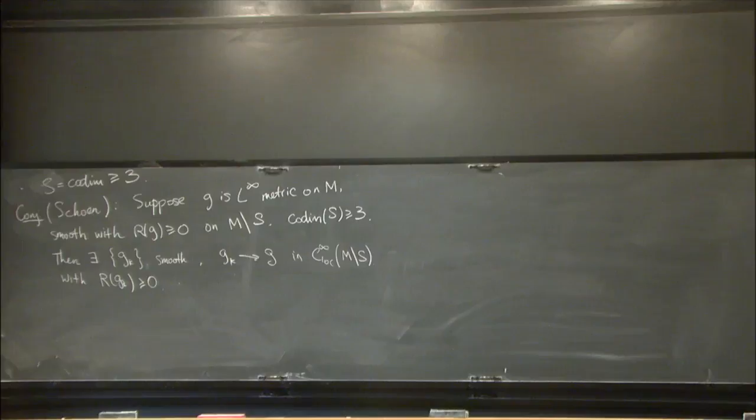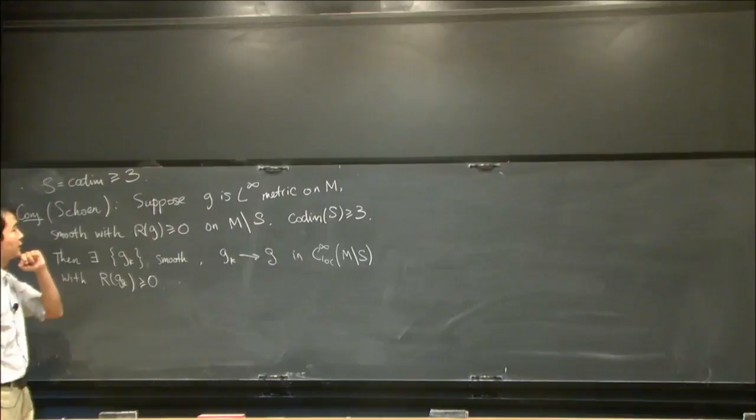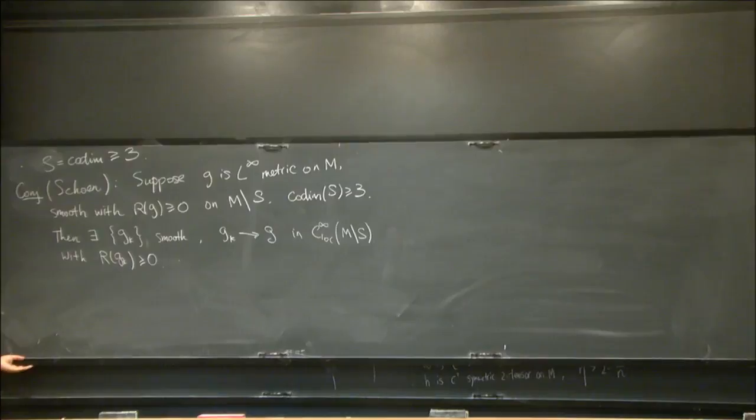Yeah. So when the codimension of a singular set is at least 3, Rick believed that there should be no geometric condition on the set S. Basically it says that the set S does not affect scalar curvature at all, when it's of higher codimension.